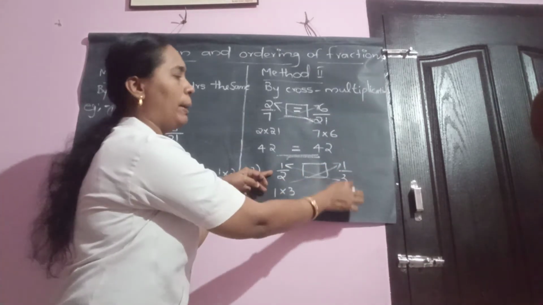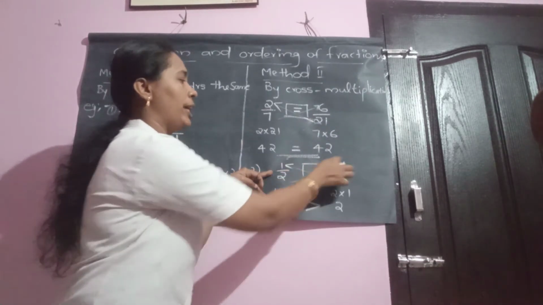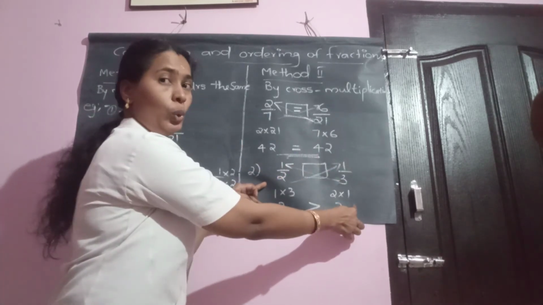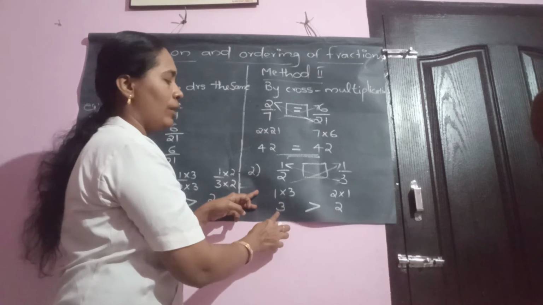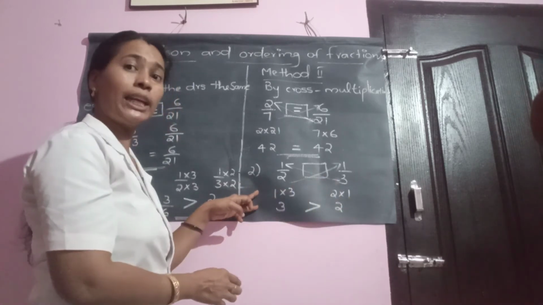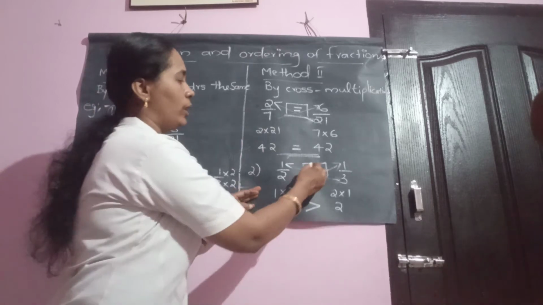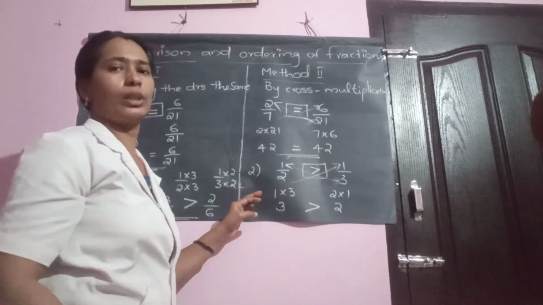1 by 2, 1 by 3. Same cross multiplication you do. This side you have 3. Right side you have 2. So what will happen? 3, another side 2. Which one is big? 3. That's why like this. Follow the same symbol inside the box also.